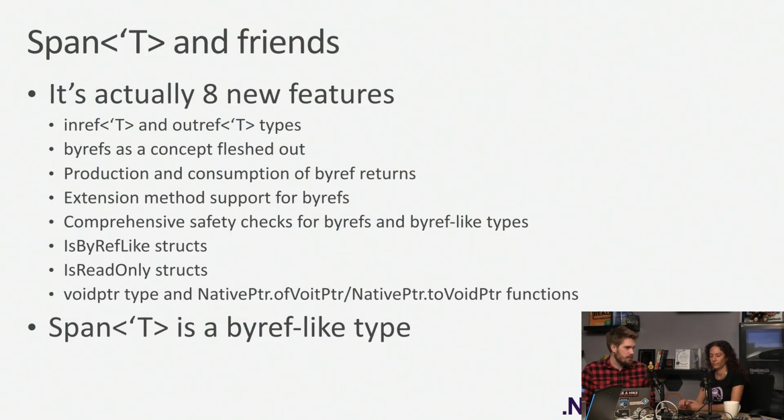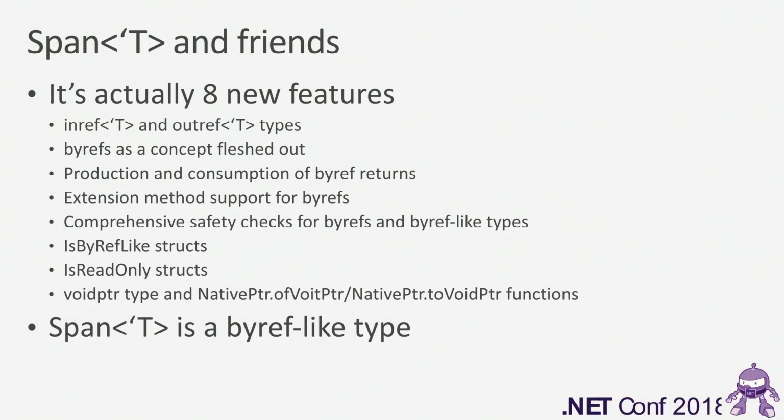So let's talk about some more F# 4.5 features. Span of T and friends is actually, depending on how you count, I'm going to count it as 8 new features. So there are some new types: inref of T, outref of T, and this type called byref, which has existed in F# for quite a while but hasn't really been fleshed out. It's basically this managed pointer type, but we didn't really have good support for low-level programming with that. So we decided to flesh that out completely.